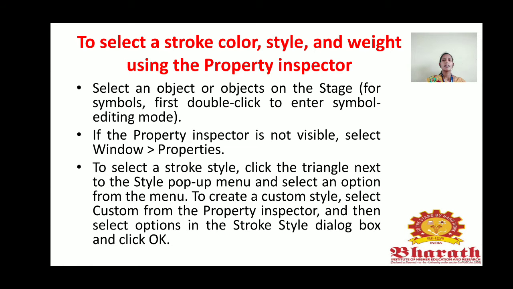Next, to select a stroke color, style and weight, use the property inspector on objects on the stage. For symbols, first double-click to enter symbol editing mode. If the property inspector is not visible, select Window, Properties. After selecting the properties, we can select the stroke style, click the triangle of the style pop-up menu and select an option from the menu to create a custom style.